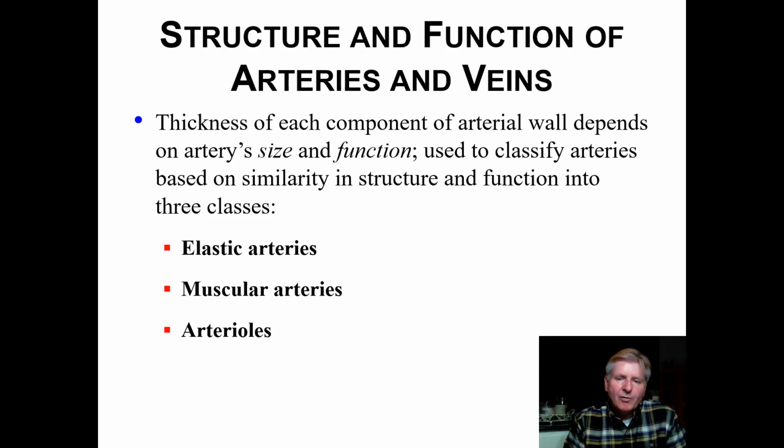So your artery wall thickness depends on the artery size and function, and it's used to classify arteries based on their similarity. There are three classes of arteries: elastic, those are the largest arteries like the aorta and its immediate branches; muscular arteries, these are the distributing arteries like the renal artery and the hepatic artery; and then the smallest of the arteries are the arterioles.